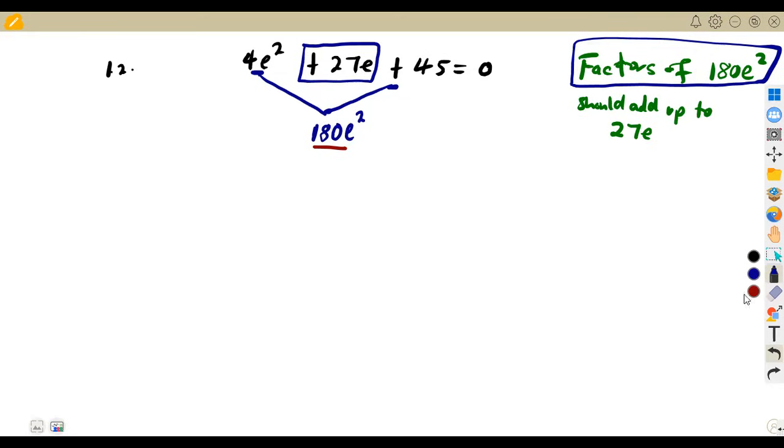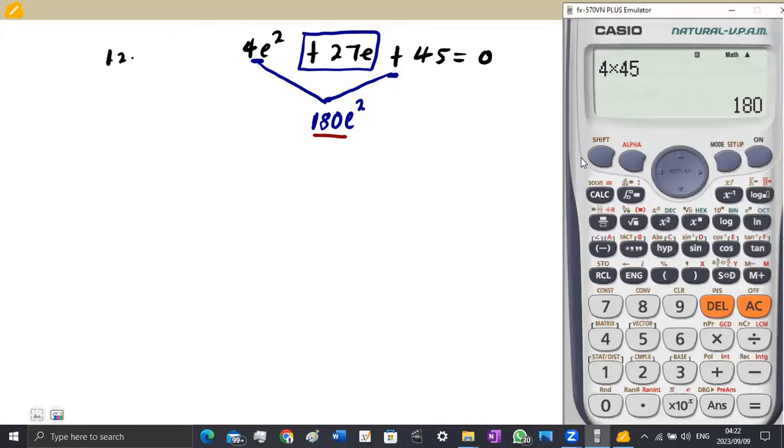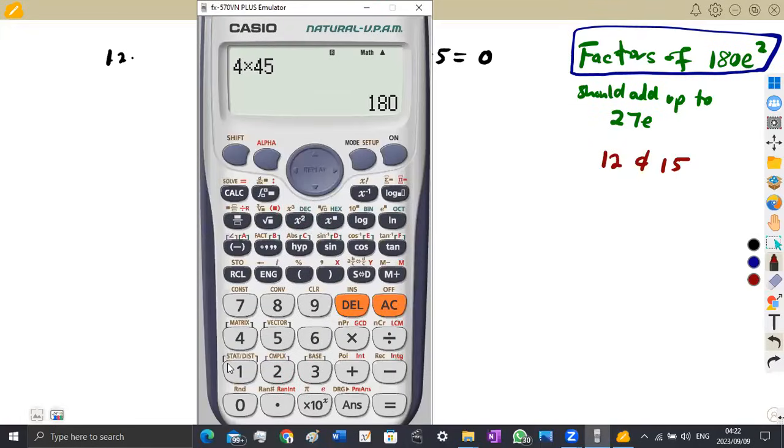In this case, you're going to try all your factors that give you 180, but if you check between the numbers 12 and 15, these are factors of 180. If you multiply these two numbers, 12 times 15, they give us 180. If we add these two numbers, 12 plus 15, we get 27, which is the one that we want here.